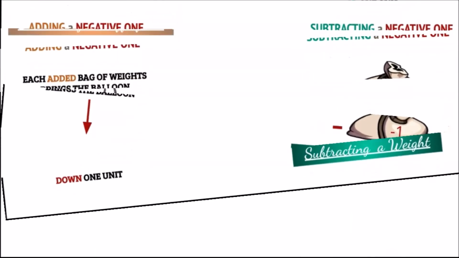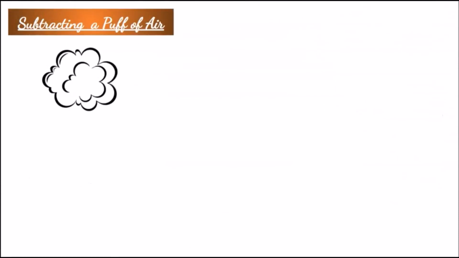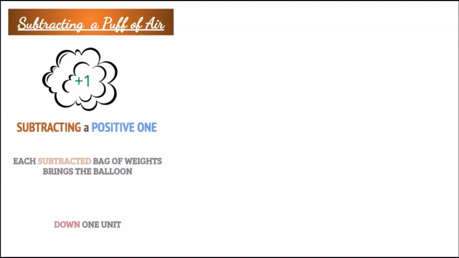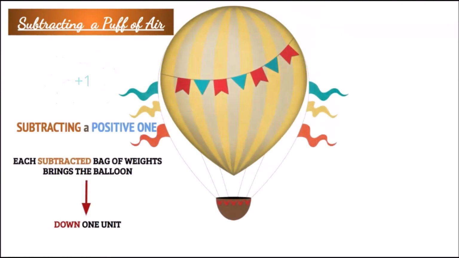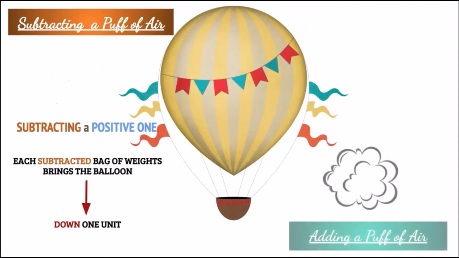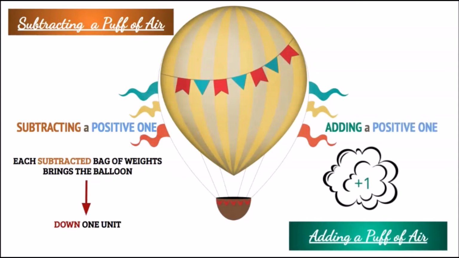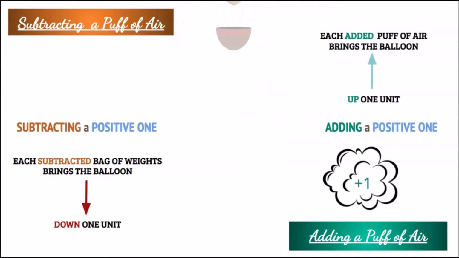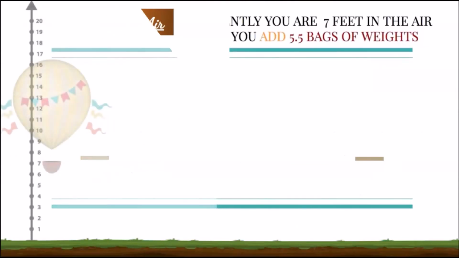Well, let's talk about puffs of air. If you're subtracting a puff of air, remember a puff of air represents a positive, so you're subtracting a +1, and in this case, it will bring the balloon down 1 unit. If you're adding a puff of air, it's like adding a +1, and that will bring the balloon up 1 unit.